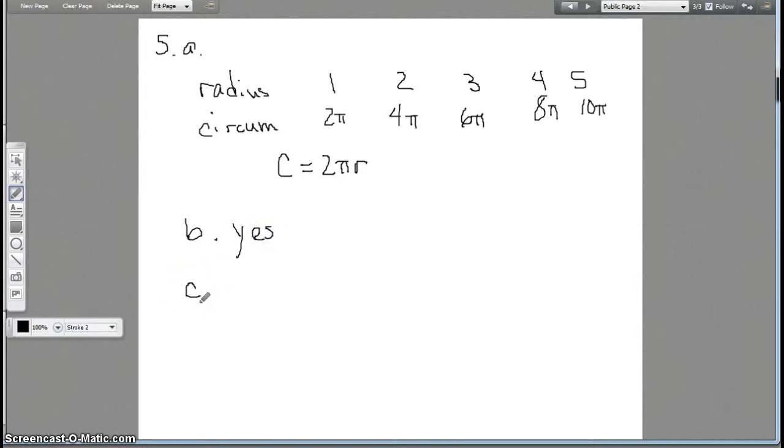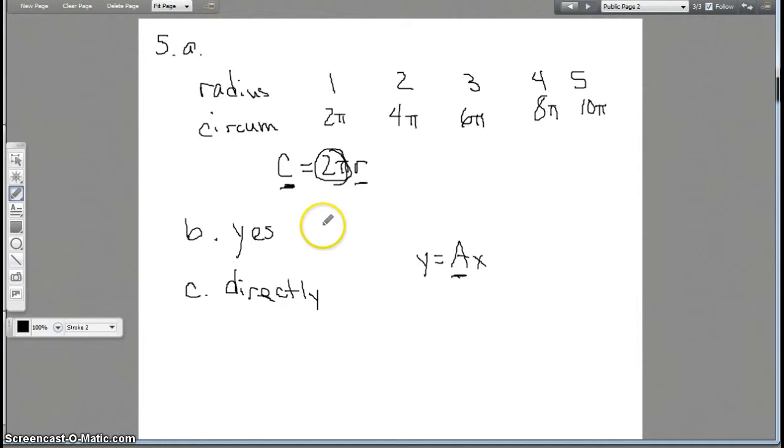Part C asks, how do the circumference and the radius of a circle vary with respect to each other? If whatever you do to x, the exact same thing is done to y, then that means that they vary directly with each other. So how do they vary with respect to each other? That's going to be directly. And we can see that because a direct variation is of the form y equals ax, where a is some constant. In this case, our formula is C equals 2 pi r, and 2 pi is our constant. So that 2 pi is actually our constant of variation, if you remember that from several chapters ago.